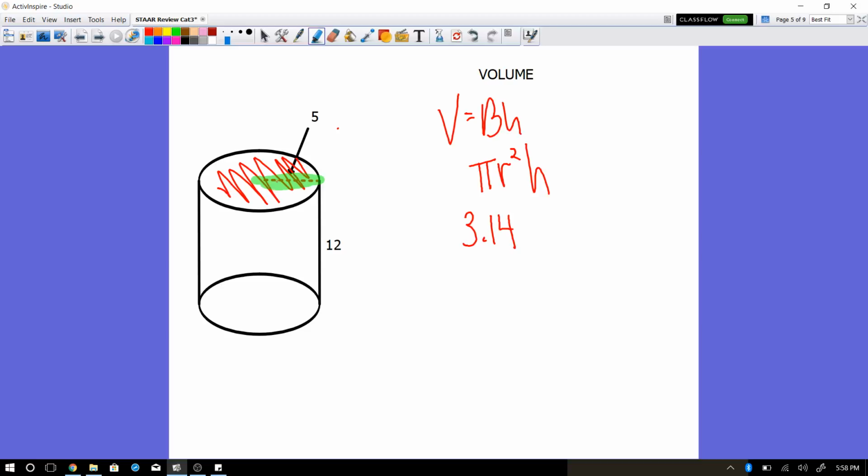So we're going to do 3.14 times 5 squared times the height, which was 12. I would not type all this in. I would do 3.14 times 25 times 12. Type all that in and do that. It's all the same operation. It's multiplication, so it should be okay. 25 times 12. 942.